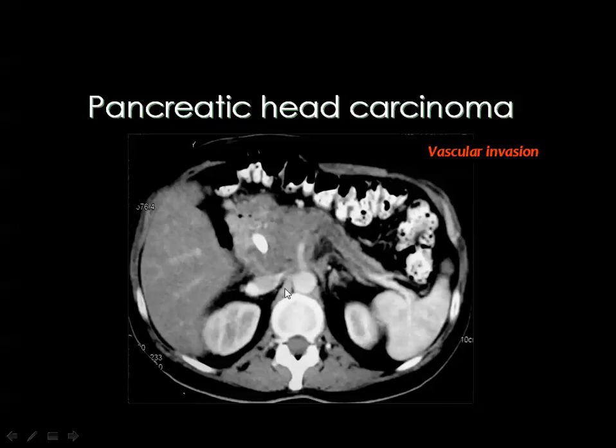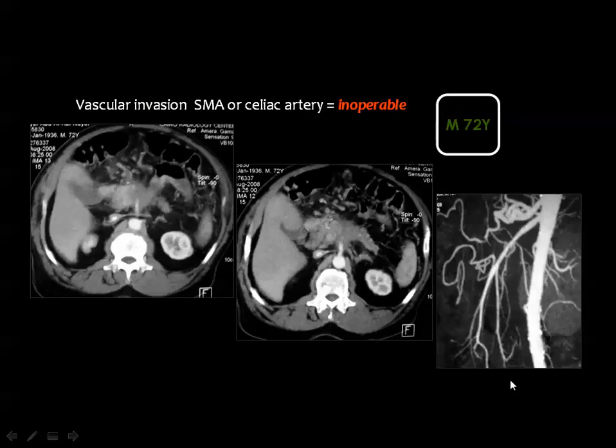And you see that the tumor is encasing the superior mesenteric artery. The head is enlarged, it shows heterogeneous enhancement, and the superior mesenteric artery is going within the tumor tissue, indicating that there is vascular encasement, which indicates inoperability of the lesion. Then you may support your judgment by having a CT angiogram of the superior mesenteric artery.